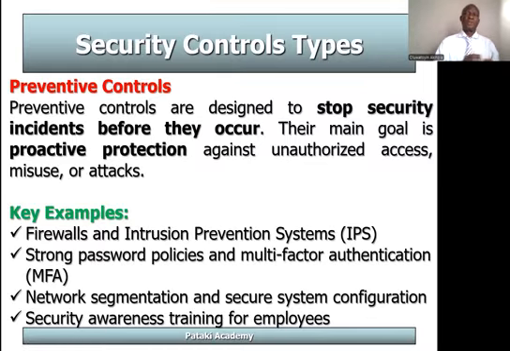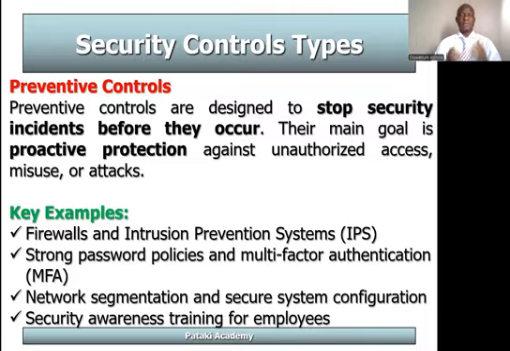Now, security control types. What are the security control types? We have 6 of them. Number 1 is preventive control. Preventive controls are designed to stop security incidents before they occur. The main goal is proactive protection against unauthorized access, misuse, or attack.